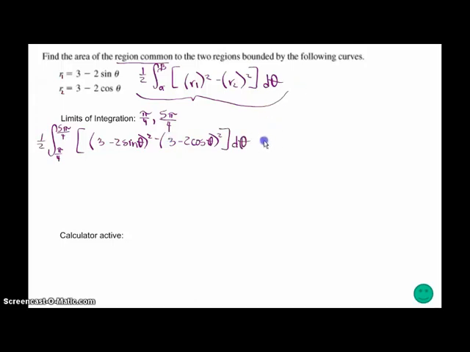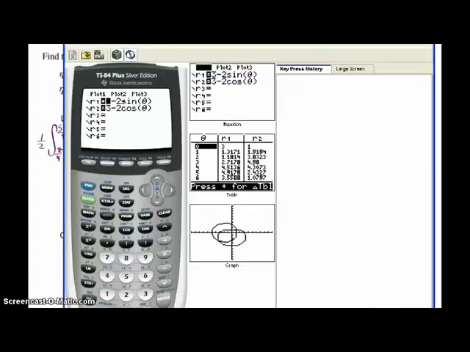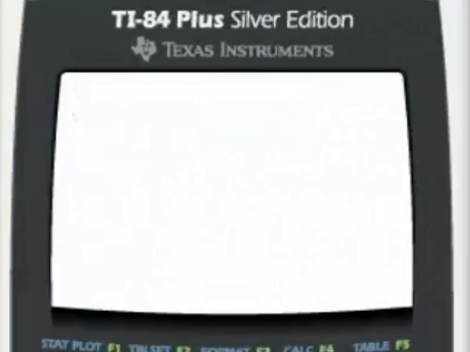Now, one like this, I'm almost certain would be a calculator active question. There's a lot to do there by hand. And the main thing I think that they're after is, can you find your limits of integration and set up your integral correctly? So let's go back to our calculator. We have this function in R1, this function in R2. So we're going to go back here.